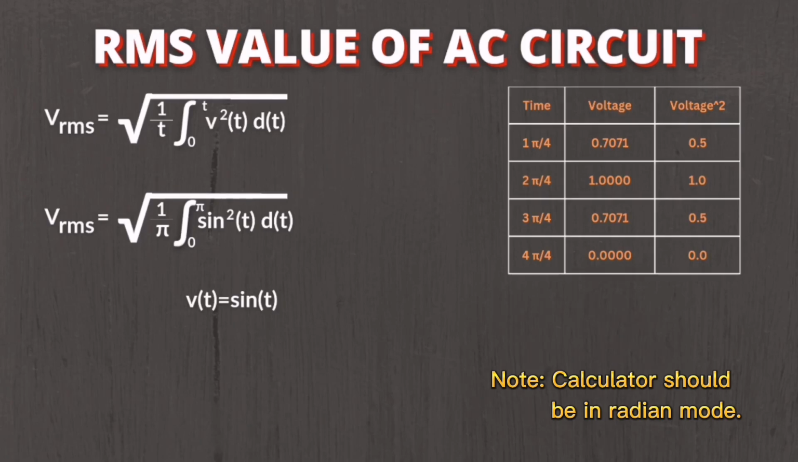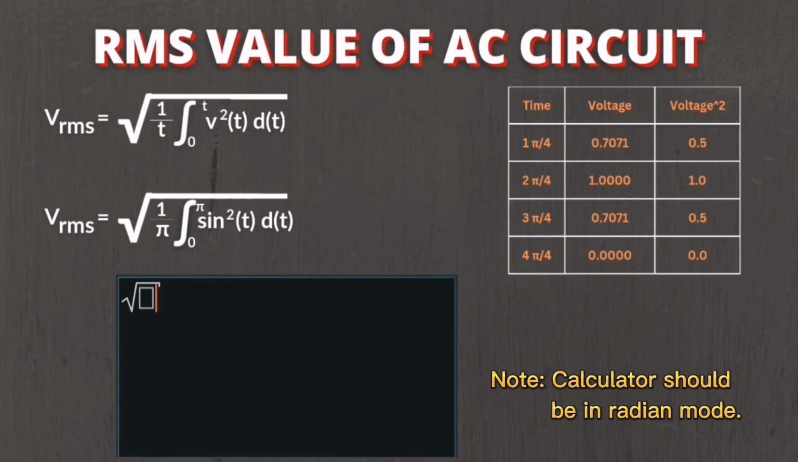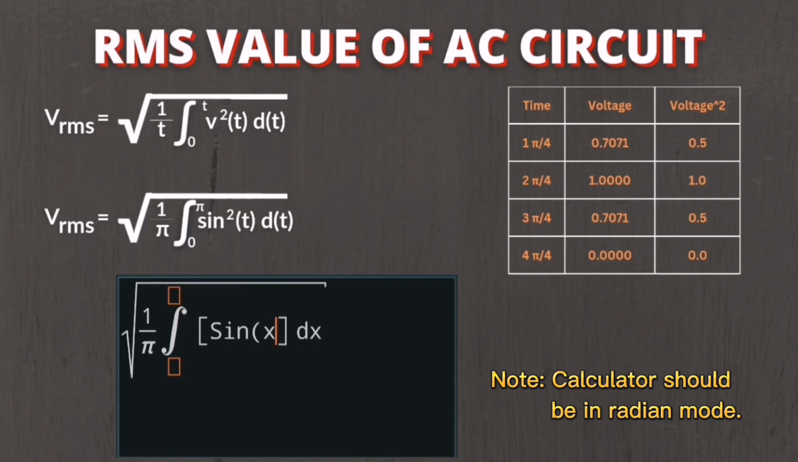I will not explain how to manually integrate the equation. Using the calculator, we have the square root of 1 over pi, the integral of sine squared x dx from 0 to pi, which will result in square root of 0.5 or square root of 1/2, which is equal to 0.7071. So guys, those are the two ways on how to solve the value of RMS.